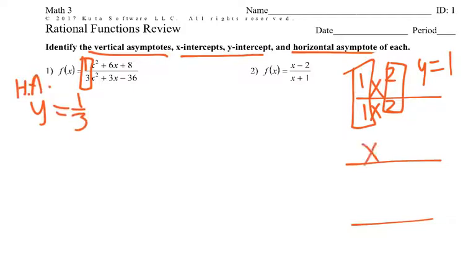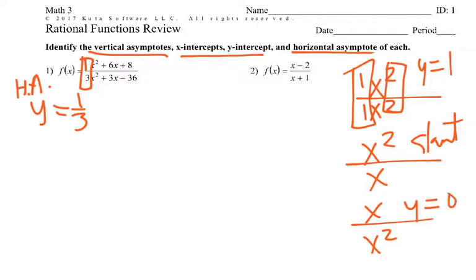Okay, now if the number on top is bigger than the number on the bottom, then we have what's called a slant asymptote, and we have to do long division to figure that one out. That one's best to just graph. Now if the top is smaller than the bottom, that's when it's y equals 0. So our horizontal asymptote for 1 is y equals 1/3.